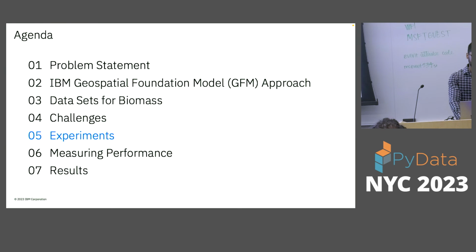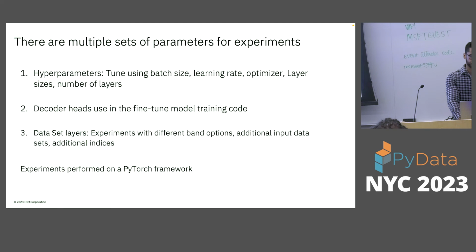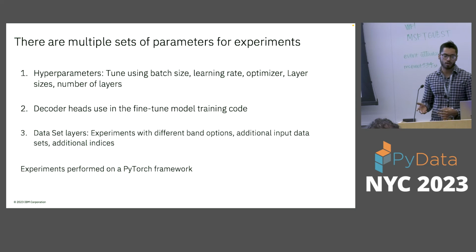Okay, so I'll talk about different kinds of experiments that we do with our foundation models. Broadly, there are three different kinds of experiments or parameters that we tune. The first one is your vanilla hyperparameters. As in any deep learning approach, you have batch size, learning rate, optimizer, scheduler, size of the layers, number of layers, all of these common deep learning parameters.